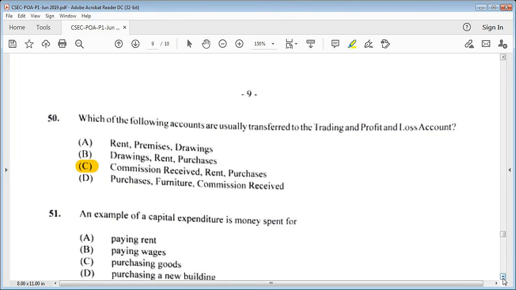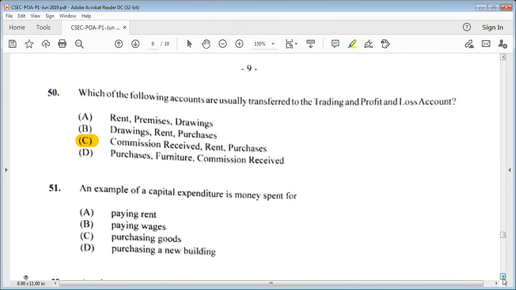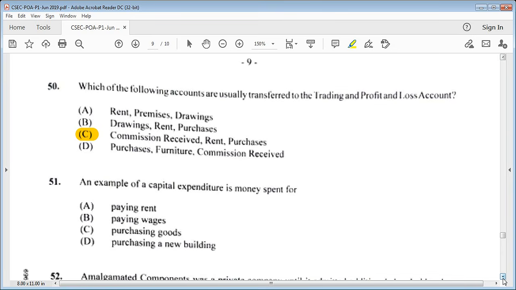An example of a capital expenditure is money spent for A. Paying rent, B. Paying wages, C. Purchasing goods, D. Purchasing a new building. So we know capital expenditure is when a business spends money to buy or add value to a fixed asset. So what would that be? That would be purchasing a new building. That would be a capital expenditure.